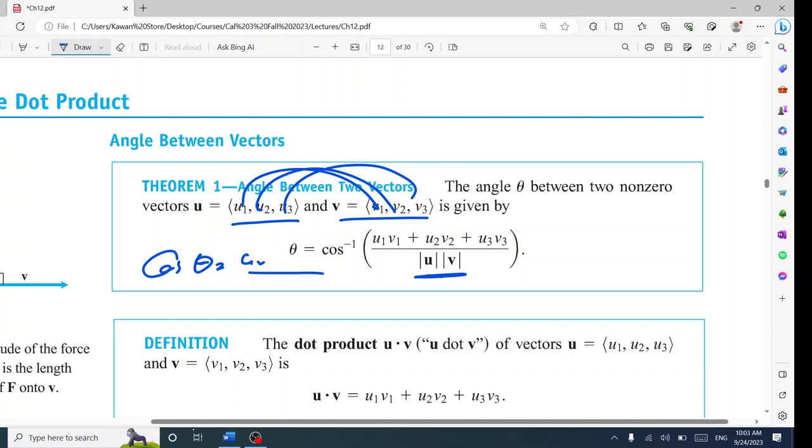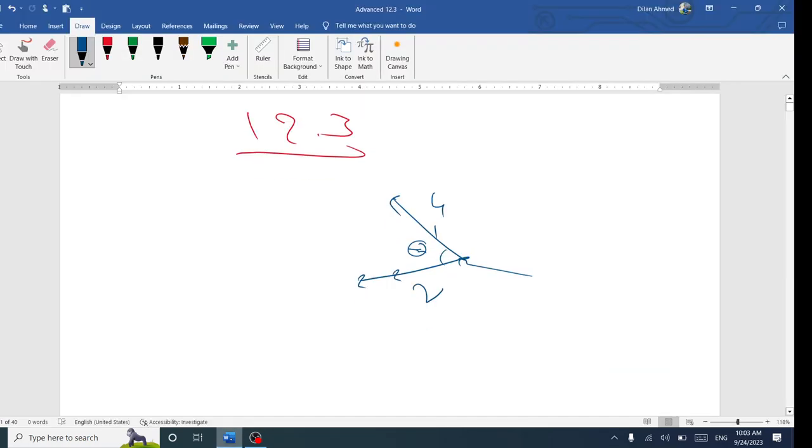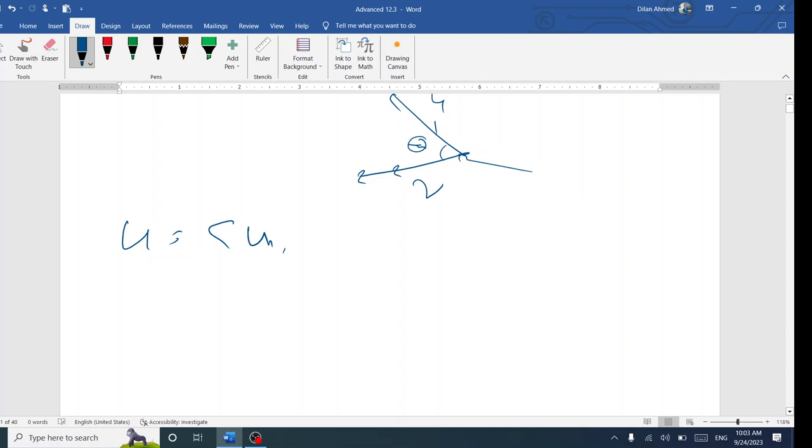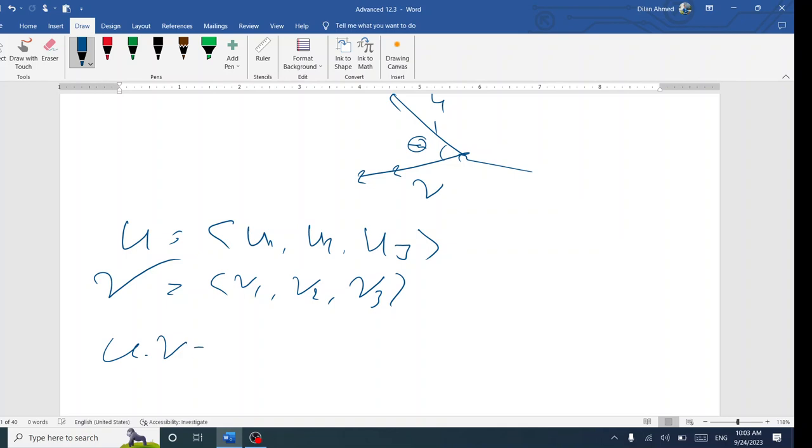Good. The result here is called the dot product. So what's a dot product? If I have u equal to u1, u2, u3, and a vector v equal to v1, v2, and v3, and you try to find the dot product between them, you will get a number. So multiplication between two vectors with dot gives a result that is a scalar. It's equal to u1 v1 plus u2 v2 plus u3 v3.